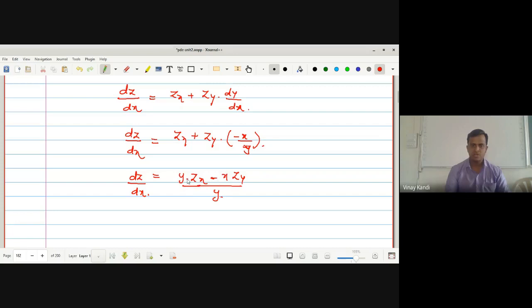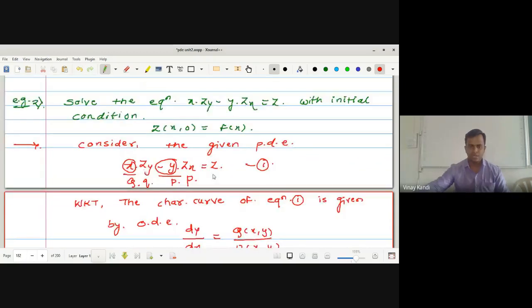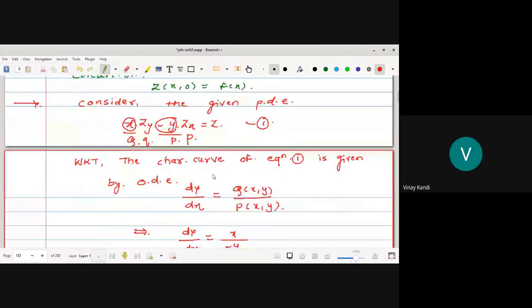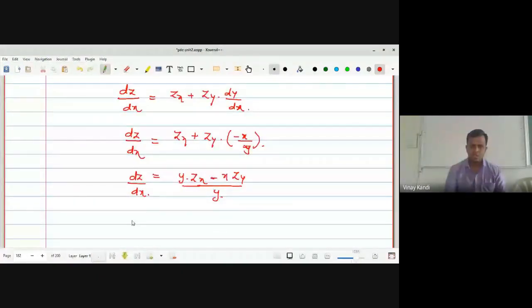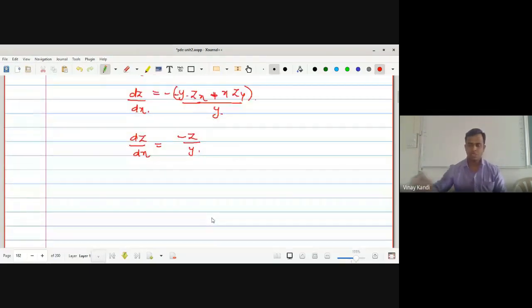Okay, so what is the value of this one now? Y into zx minus x into zy, put the value of x into zy minus y into zx. Taking the minus sign common, we get plus here and minus there. So this is the value of z now. So dz by dx is equal to minus z upon y. Give it as equation number 3.